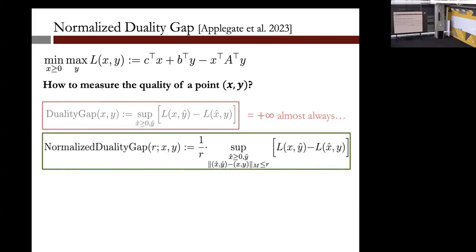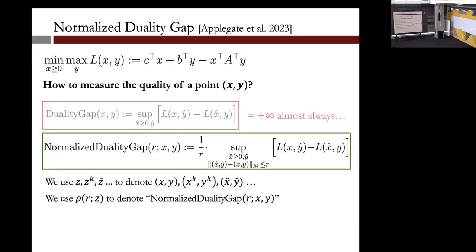So instead, we measure things using something called the normalized duality gap. Where instead of optimizing over all x hat non-negative and over all y hat, I'm going to say I want them to be close enough, within basically their distance from the current point that I'm measuring things from being at most some number r. And then to compensate for that, I'm going to divide by r here. And my norm here, I wrote down here, is an M norm.